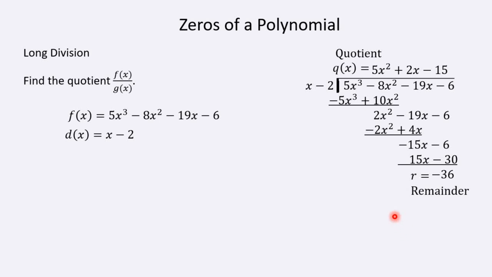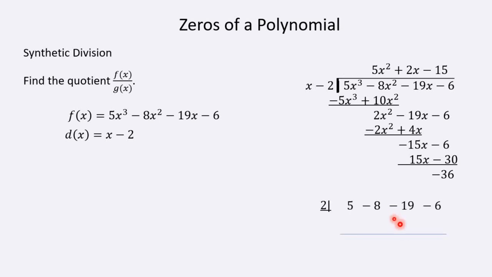To do synthetic division, first, you set up your division this way. You take the opposite of this number, you change the sign so that you can account for all the times you subtracted here. So by changing this sign, you don't have to worry about that subtraction. So I put a positive 2 here instead of a negative 2. And then I'm putting the coefficients of the dividend: 5, negative 8, negative 19, and negative 6. And I put a bottom line down here.